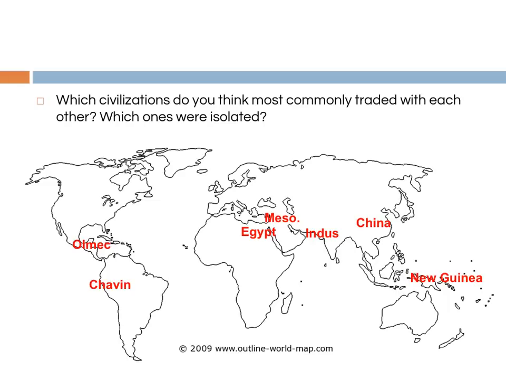And so this is just a little visual review of those major places that we talked about. We have Mesopotamia, Egypt, Indus Valley, and China, New Guinea over here in Southeast Asia, and then the Olmec and the Chavín in North America and South America. And so if we look at this, which civilizations do you think most commonly traded with each other? You can think about that. And which ones were most isolated? So in terms of most isolated, we could think of which ones were physically cut off and which ones just had very long distances to cover. For example, China is pretty far from Mesopotamia, thousands and thousands of miles.